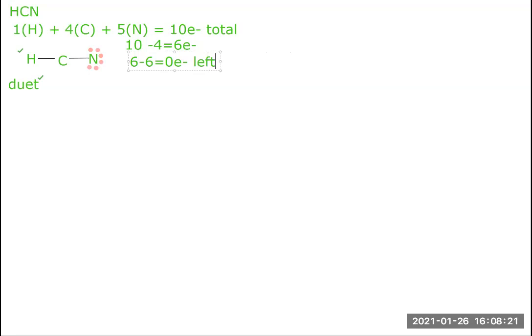And the nitrogen right now is happy because 6 electrons from the lone pairs plus 2 from the single bond, that's 8 valence electrons around it. However, the carbon is not happy because it has 2 electrons on one side, 2 electrons on the other side, so that's 4 electrons around it. That's not an octet, it's only 4 electrons in total. And we cannot bring more electrons, right? We've used them all. There is no more electrons left.